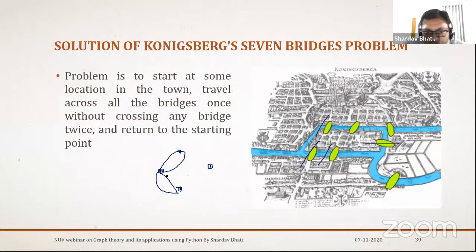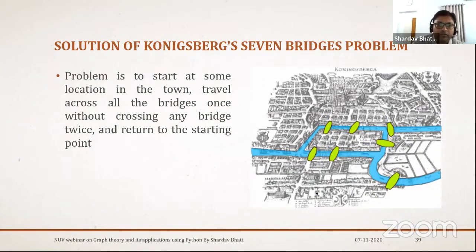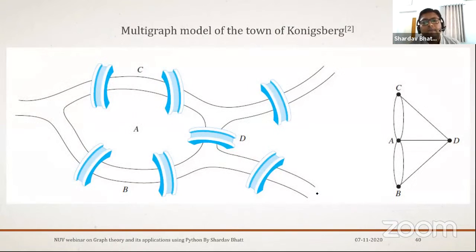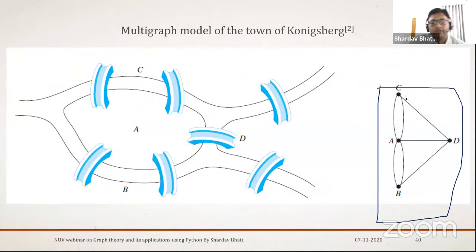There is one bridge to this central region. And there is one bridge from the upper to the right region. So this will be my graph. If you convert this problem into graph theory, then your graph will look something like this.